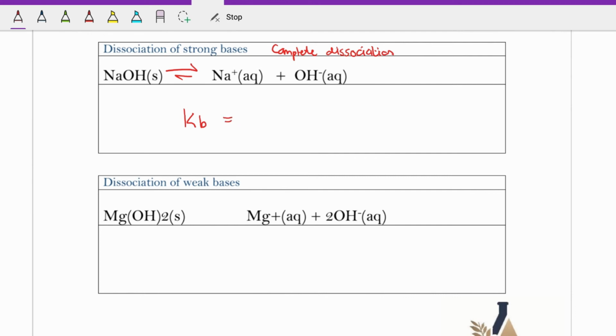So if you write your Kb expression, the concentration of your products will be higher than the concentration of your reagent. So you have sodium and you have hydroxide. Now remember that in your expression you only put aqueous and gases, not solids. So this will not feature in your Kb expression. And you can see that your dissociation constant will depend on the concentrations of each of these respective ions.